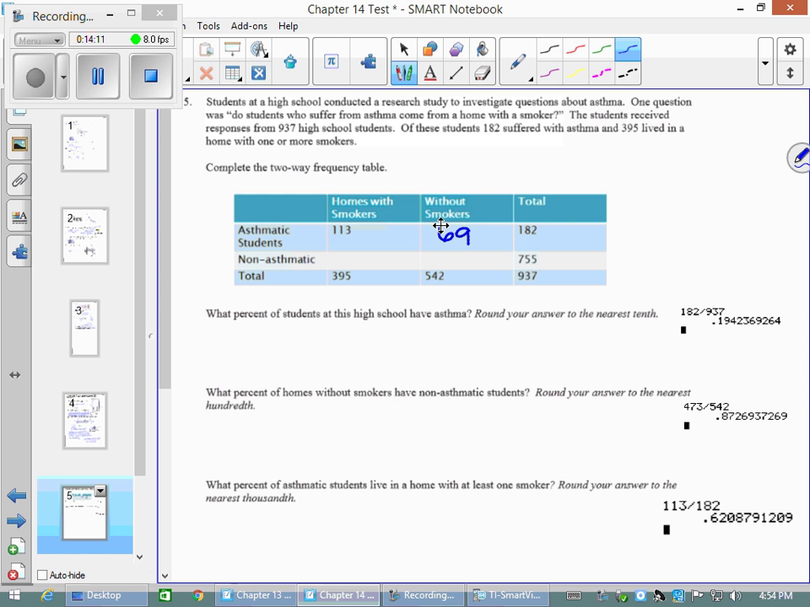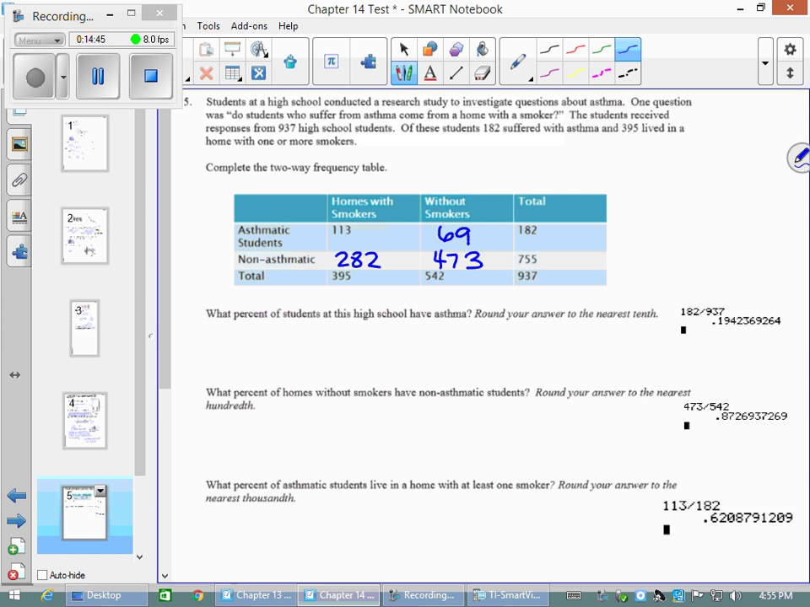So if I look at the total of 395, which is my homes with smokers, since there's 113 students that have homes with smokers that are asthmatic, there should be 282 that are non-asthmatic that live in a home with a smoker. And if I add straight down here, 69, if I want to get up to 542, I would have to add 473 to complete the frequency table. Once you completed those values, you were asked 3 follow-up questions, and all of them were asked in percent, and then you had to round.